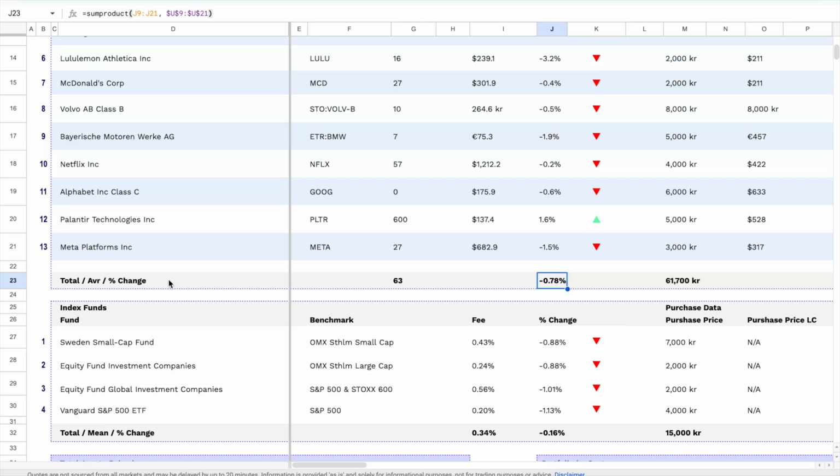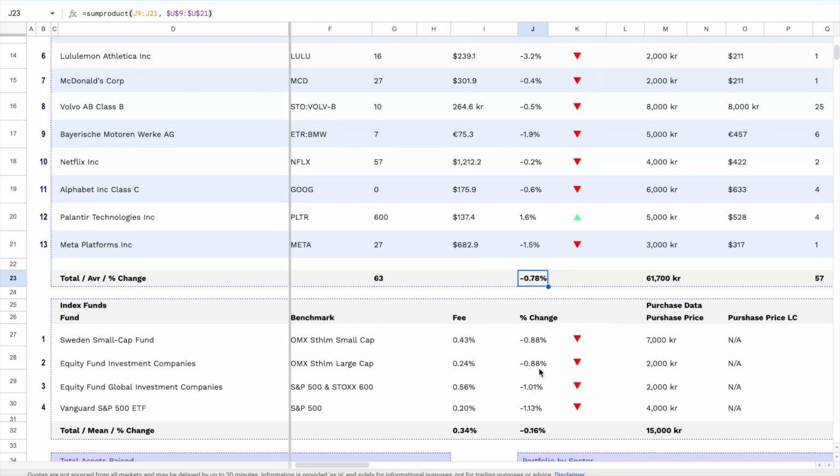Now, of course, it's also important to keep track of all the different types of funds that you hold, right? Some of you may hold more funds than stocks, and that's totally normal. In this case, I've added 4 fictional funds in this tracking sheet. We see the names, we see the benchmarks. It's important to benchmark your fund to the right index, and we can see the change, right?